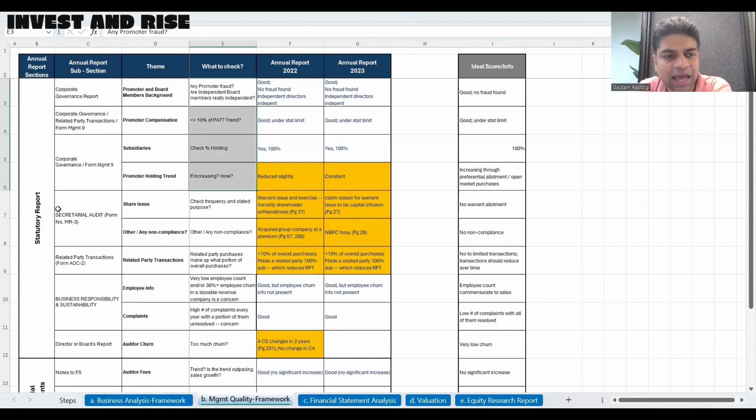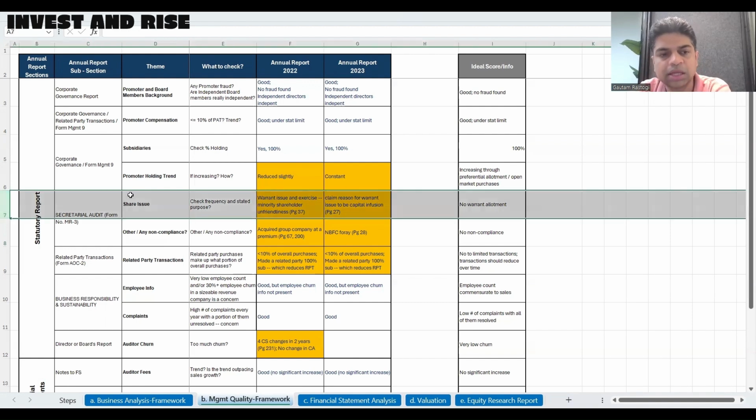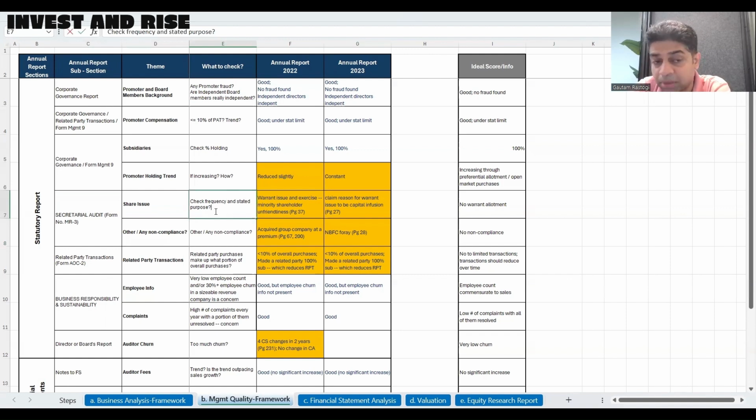All right. And then next is the secretarial audit report, which is also called Form MR-3. I'm just letting you know कि नाम क्या है वैसे. In the secretarial audit report you have share issues. If there has been a share issue, what do you have to check? What is the frequency of share issues? Do they issue shares and dilute very frequently? And what's the stated purpose of the share issue?